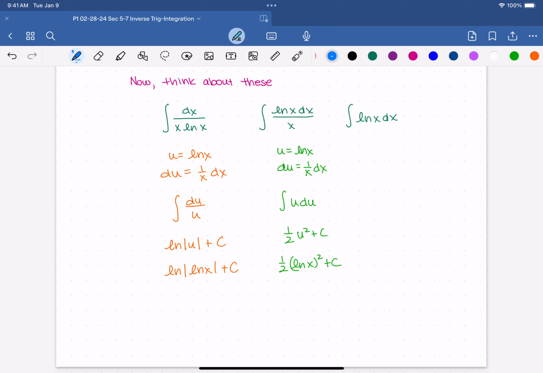This one, if I let u equal natural log of x, I don't have its derivative. I don't have 1 over x anywhere in the problem. Again, this is one that we don't have a strategy for yet. And this year we won't be doing it. This one, by the way, if you're curious, uses a strategy called integration by parts, but that's a BC topic. That's not an AB topic. So we won't be doing it this year.